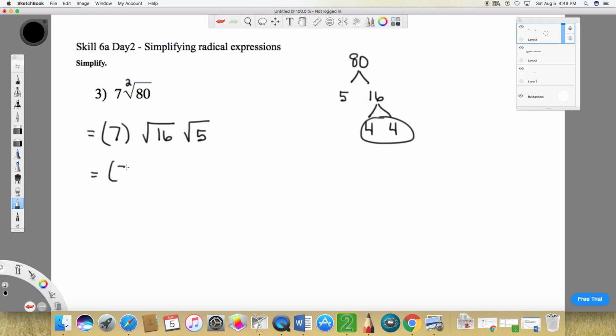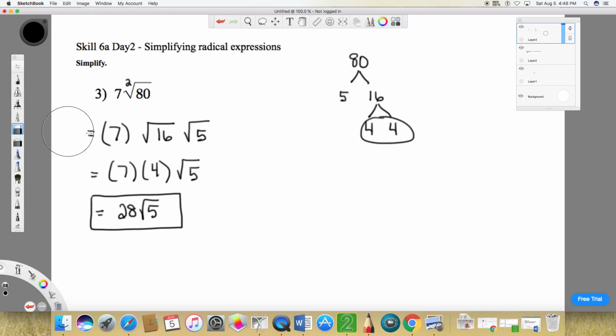So we have this 7 that's coming along for the ride, and the square root of 16 we know is 4 because that was the pair. Because when its index is 2, you're looking for a pair. And 7 times 4 is 28. So our answer for number 3 is 28 times radical 5. All right, so what about number 4?